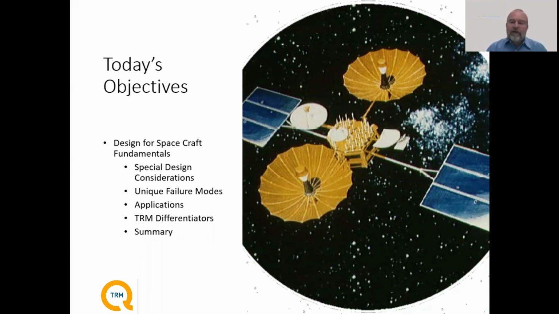What we're going to talk about today are some unique failure modes, things that typically do not happen when you're building terrestrial parts, or parts that are going to be used pretty much at sea level. There's a series of failure modes that tend to happen either in a vacuum or near vacuum, and that's where we're going to focus today. Then we're going to go through a couple of applications as far as where our parts are used on spacecraft, and then go through some TRM differentiators, and then we'll sum it up.